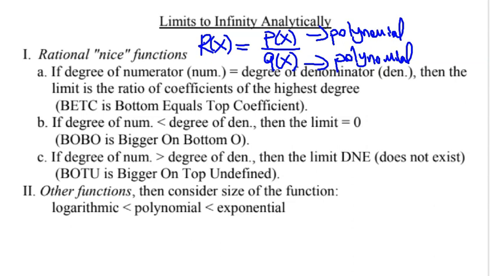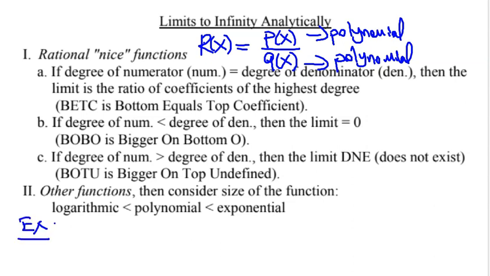So if the degree of p of x is equal to the degree of q of x, then the limit of this rational function is going to be equal to the ratio of the leading coefficients. When I say leading coefficients, they are the coefficients of the highest degree term. So let's say we have this as an example.